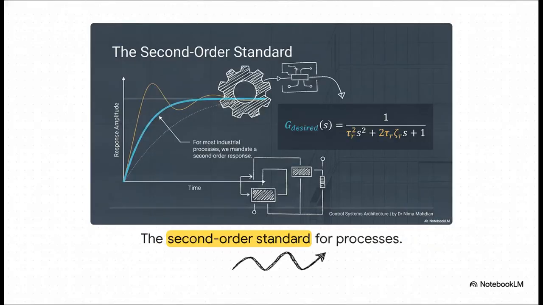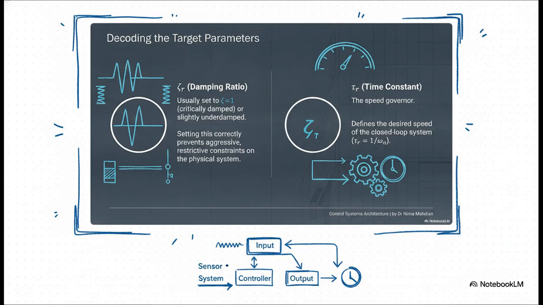Now, for most industrial processes, we mandate a second-order response. This gives us our target equation, where G desired of S equals 1 divided by the quantity of tau R squared times S squared plus 2 times tau R times zeta R times S plus 1. Basically, this curve gives us a nice stable approach to our set point without any crazy oscillation. But we have to be careful not to place overly aggressive constraints on the physical system.